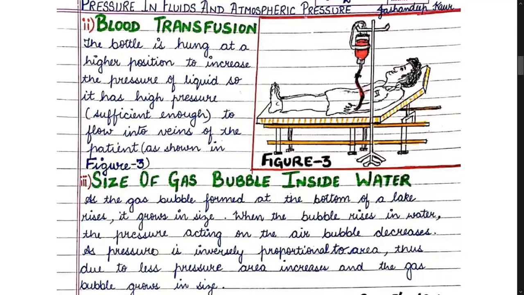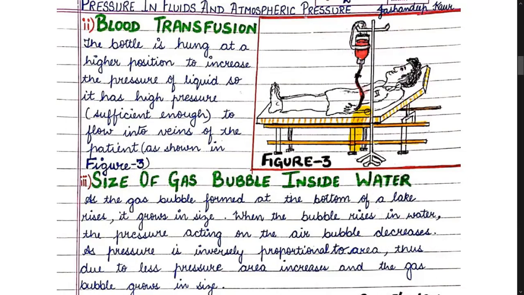Now children, see figure number 3. Here you can see an example of blood transfusion. When this blood transfusion is taking place, the bottle in which you have blood is kept at a higher height as compared to the person or the place where you want to transfuse the blood. The bottle is hung at a higher position to increase the pressure of liquid, so it has high pressure to flow into veins of the patient.